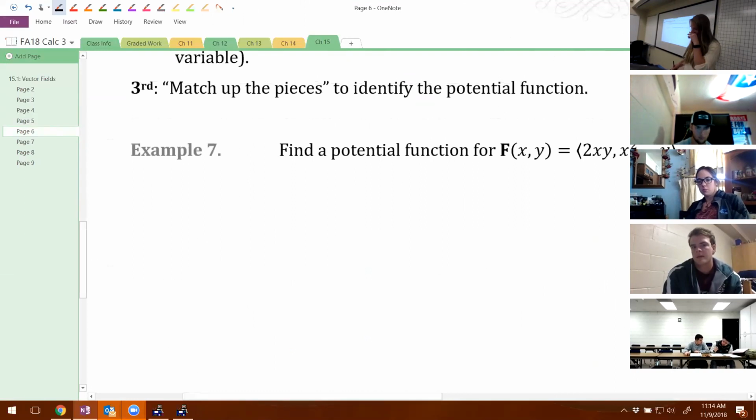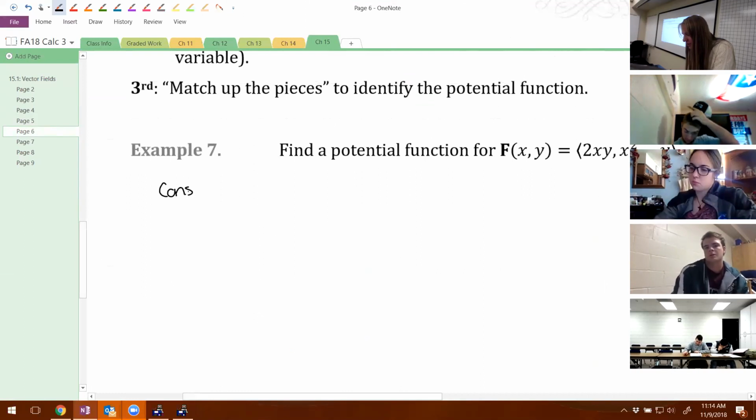Same question. Find a potential function for this, if it exists. So first of all, let's check to see if it's conservative.